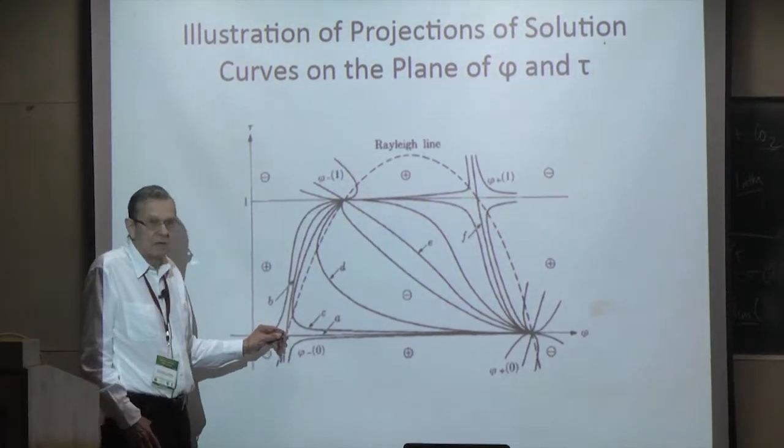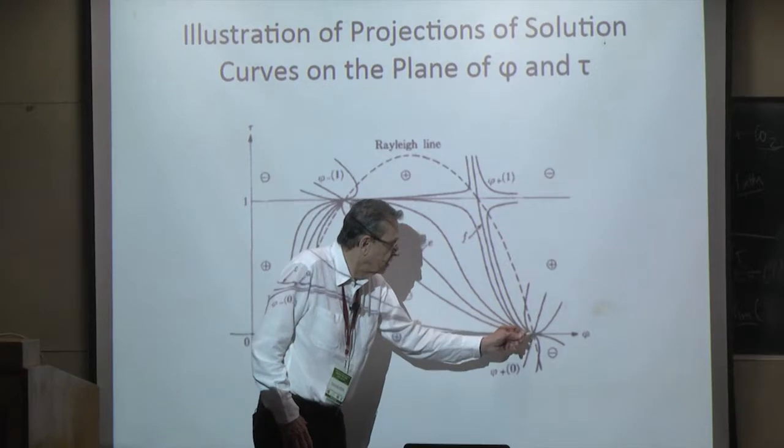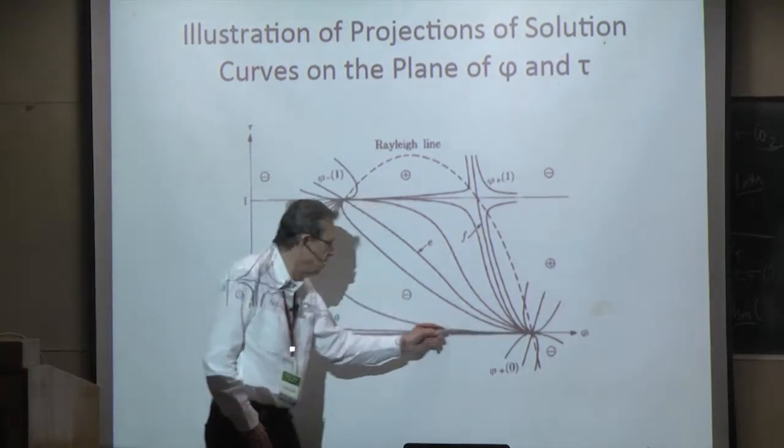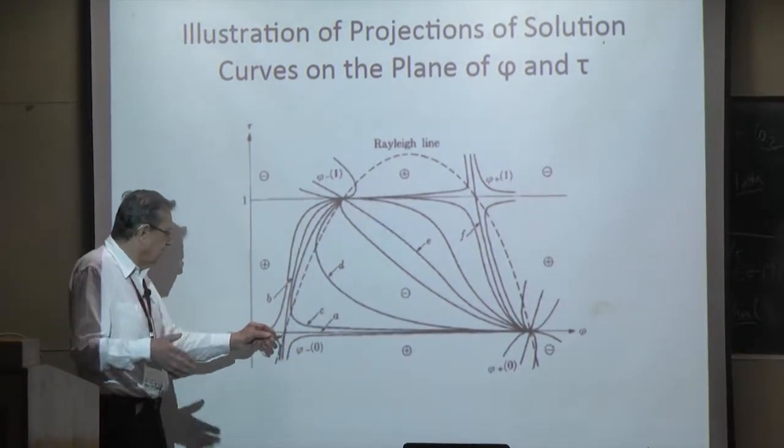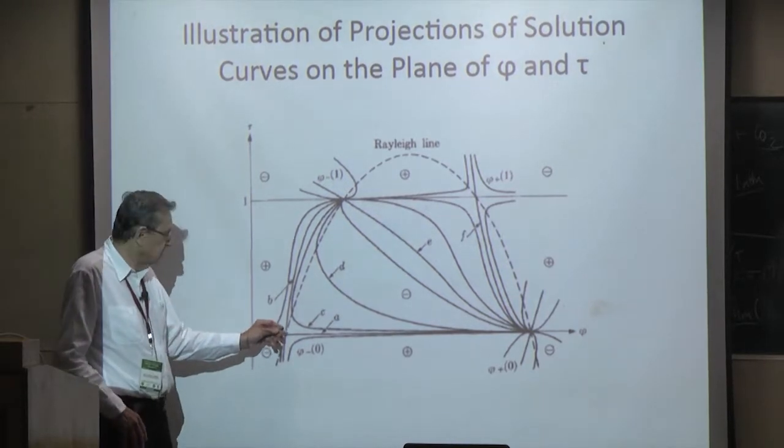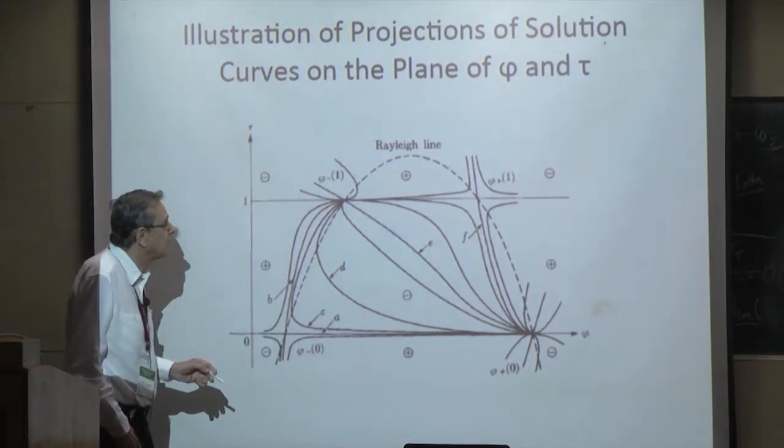That jump would be a shock wave. A shock wave from, so this is the cold boundary for a shock wave. This is the upstream side of the shock wave. This is the downstream side of the shock wave.